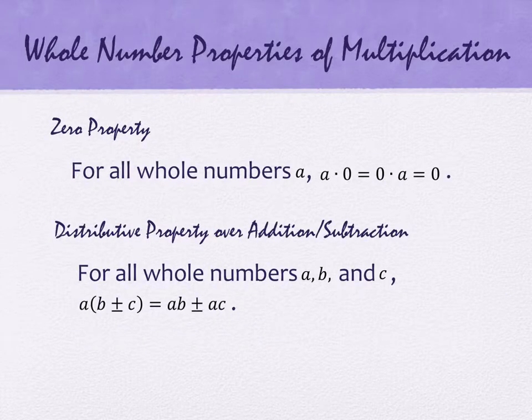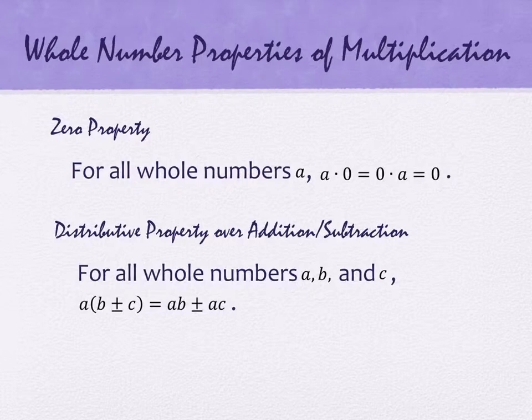All right, we've got a couple of new ones. So this is where things get a little bit more interesting. We've got a 0 property. We talked about this last time when we defined multiplication. It's part of the definition of multiplication. A times 0 is the same as 0 times A, so it's commutative, and it equals 0. So multiplying by the number 0 just wipes everything out, okay?